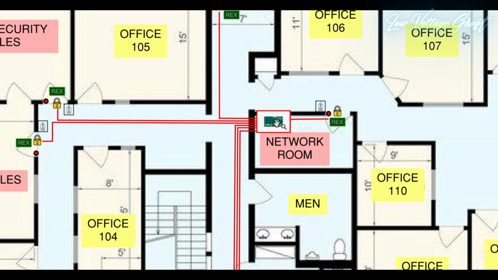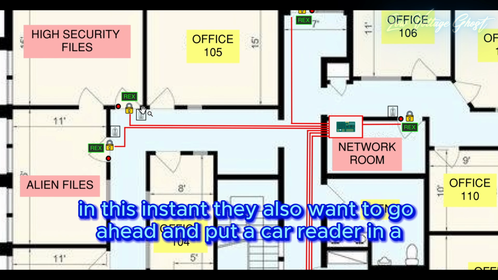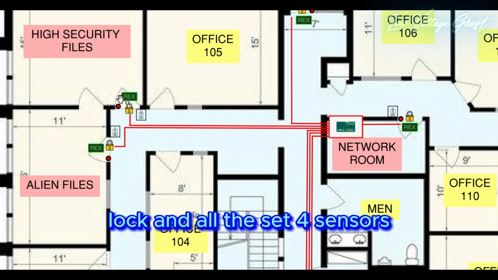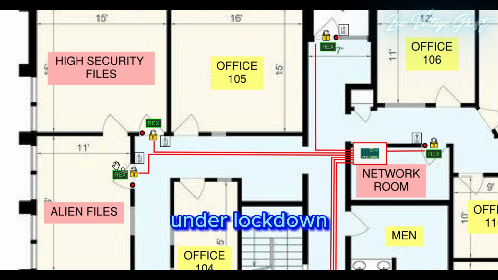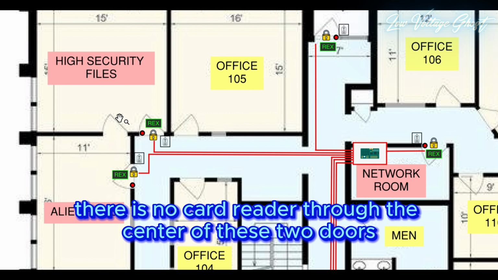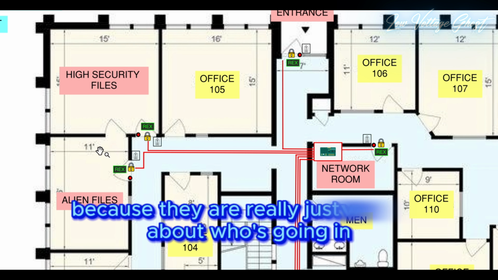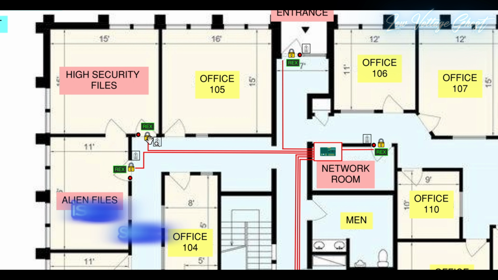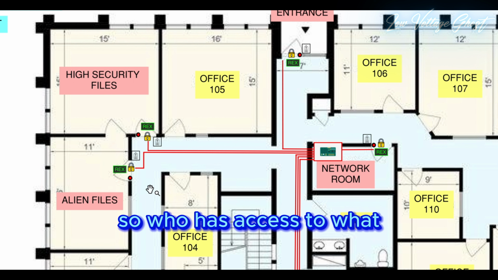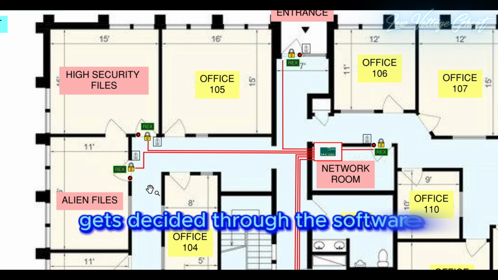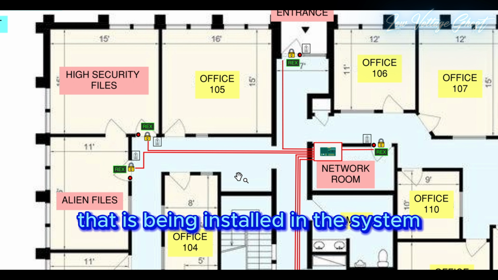In this instance, they also want to put a card reader and a lock and all four sensors to keep the high security files and the alien files under lockdown. There is no card reader through the center of these two doors, which is fine because they are really just worried about who's going in, and whoever is in is going to have access to the high security files and alien files. So who has access to what gets decided through the software that is installed in the system.